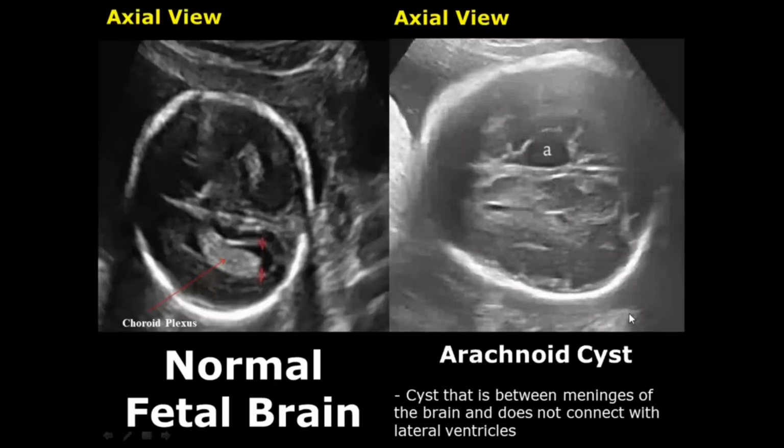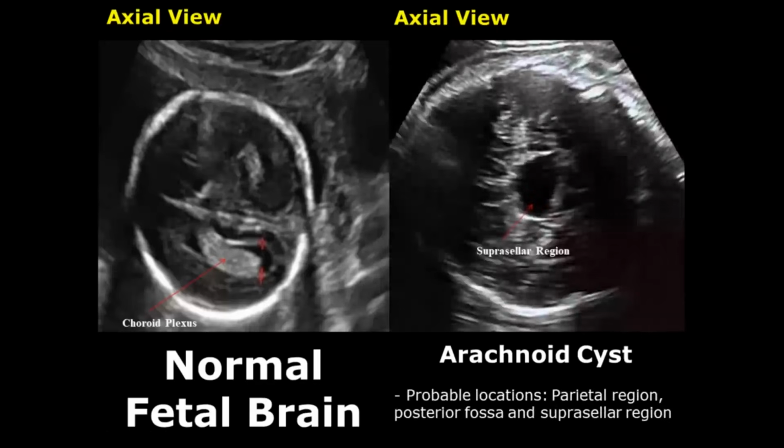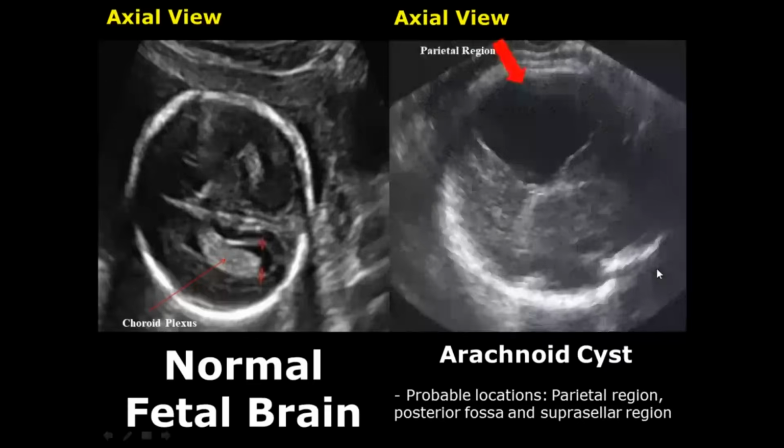An arachnoid cyst is present between the meninges of the brain, that is, in the subarachnoid space, and they do not connect with the lateral ventricles. The most common location is the parietal region, but it can also be present in the posterior fossa or the suprasellar region. This is an arachnoid cyst present in the parietal region. It is one of the most common locations of arachnoid cyst.